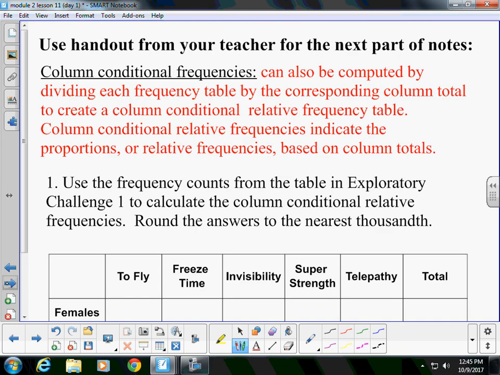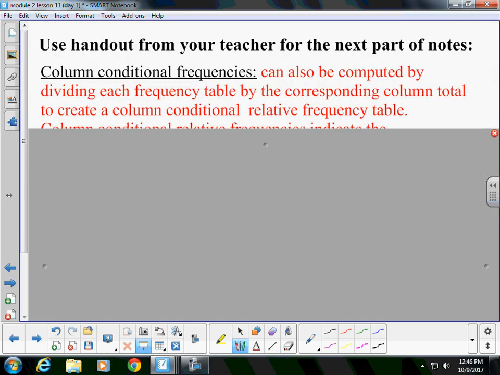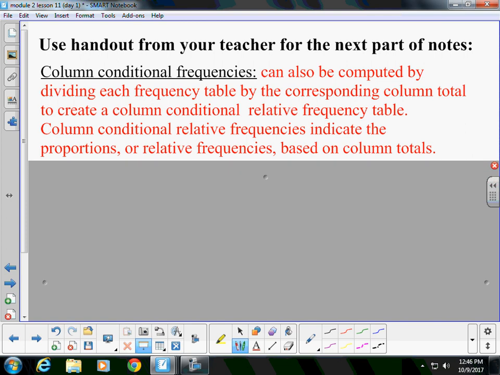Okay, moving on, I'm going to pass out a handout to you guys. And we're going to talk about column conditional frequencies. When you get that handout, you need to write down what's in red. So this part right here.